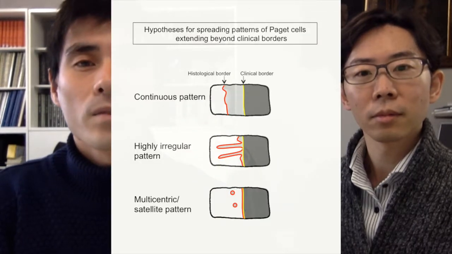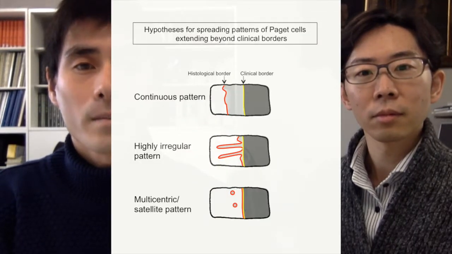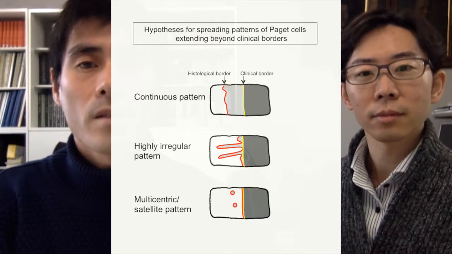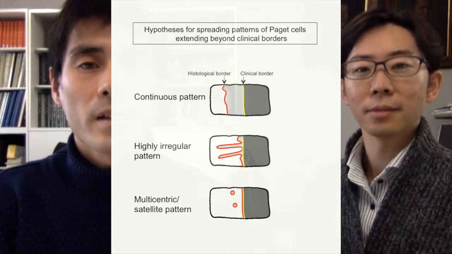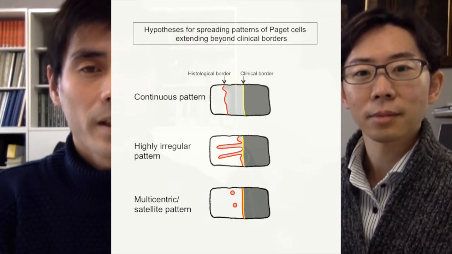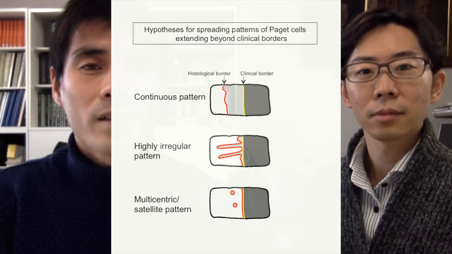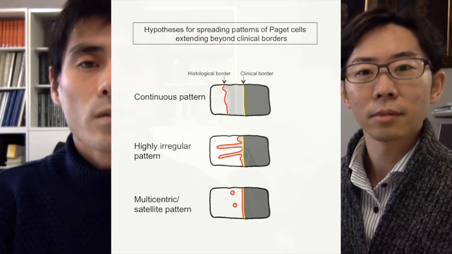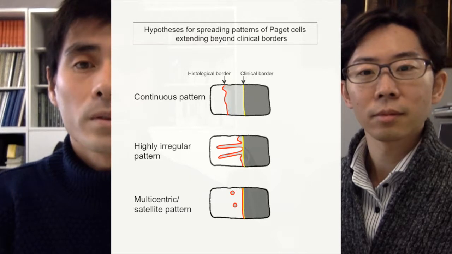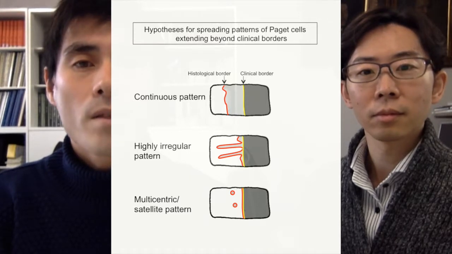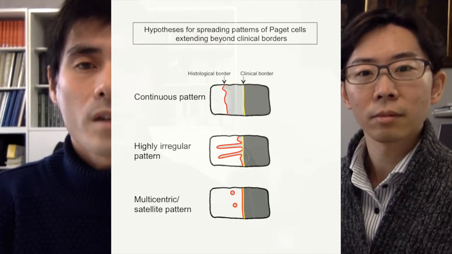One of the possible reasons for these controversies might be our lack of knowledge about the distributional patterns of Paget cells extending beyond the clinically visible borders. Previous studies have suggested that histological borders may be more irregular than clinically visible borders. However, conventional methods could not directly assess the relationship between histological and clinically visible borders until now.